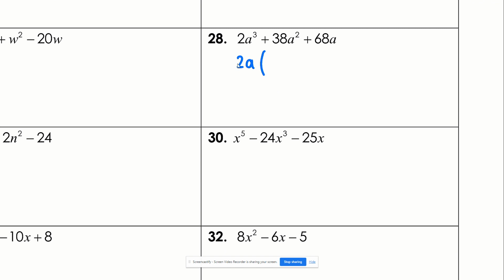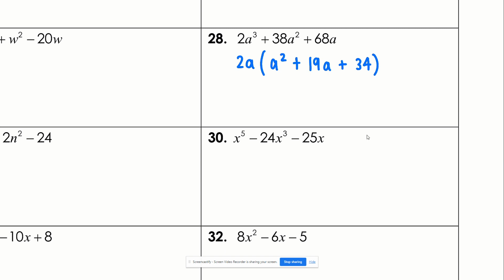2 divided by 2 cancels to 1. A cubed divided by a is a squared. Positive 38 divided by 2 is positive 19, and a squared divided by a is just a. And lastly, 68 divided by 2 is 34, and a divided by a cancels. Okay, so we've pulled out 2a.